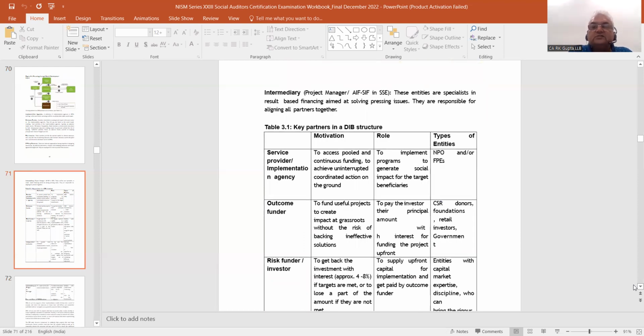So these intermediaries are entities specialized in result-based financing aimed at solving pressing issues. They are responsible for aligning all partners together.